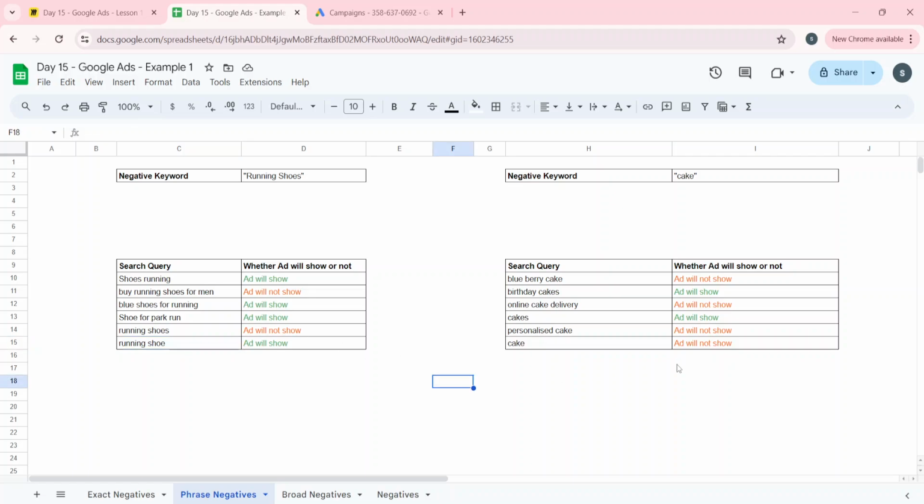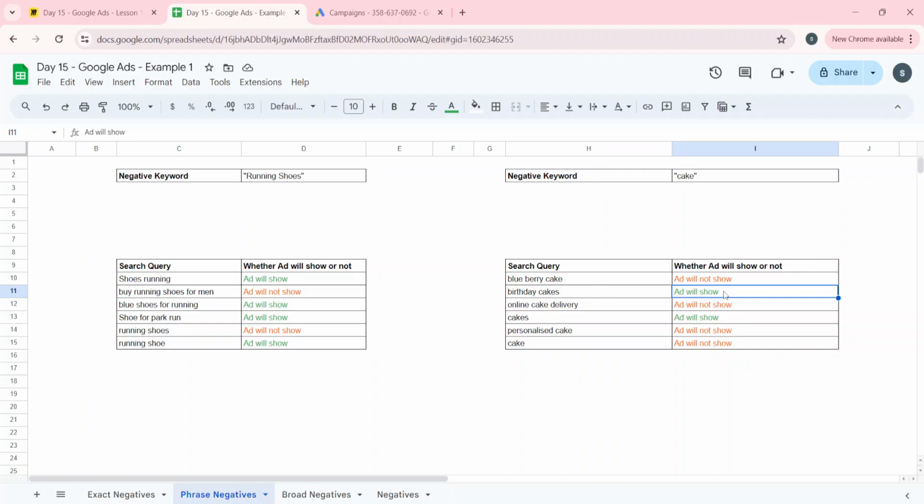Okay, and if it comes to cake, here we have added cake in phrase match. In the first example, blueberry cake, cake is present. As I said, this phrase match will consider if there are any extra words in the query. So here the cake is as it is, so your ad will not show. And in the next one, even though there is an extra word, here it is cakes in plural form versus cake in singular form, so your ad will show.